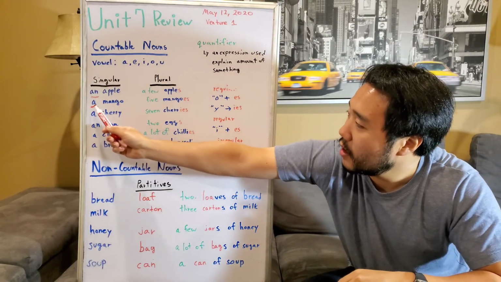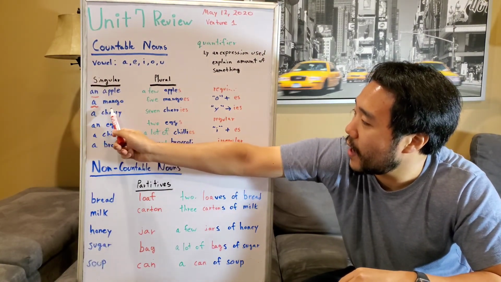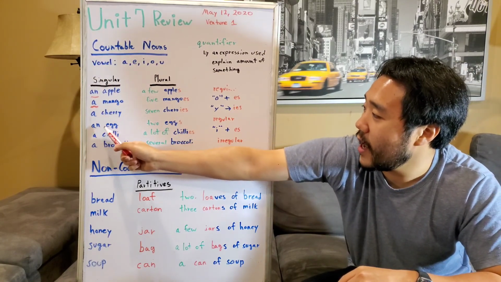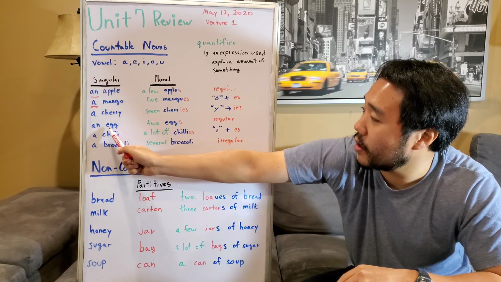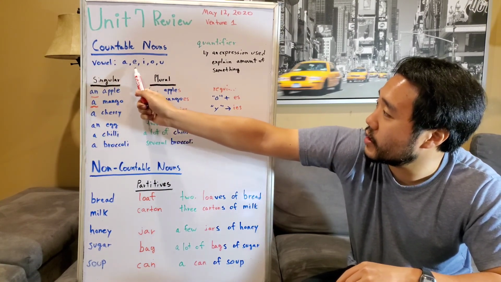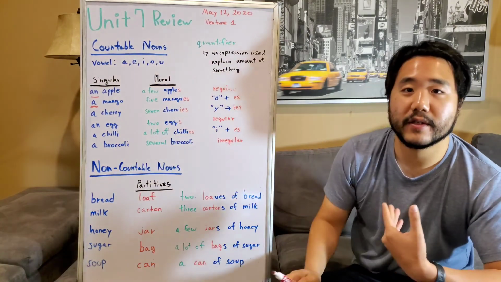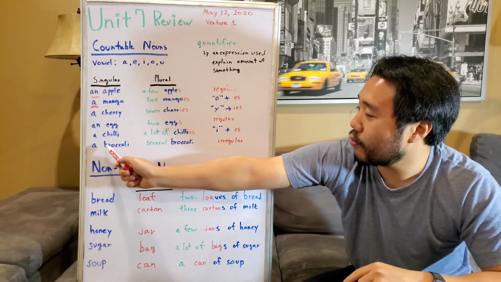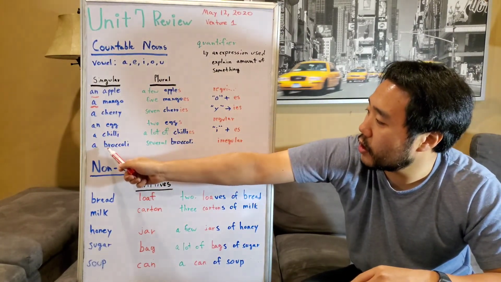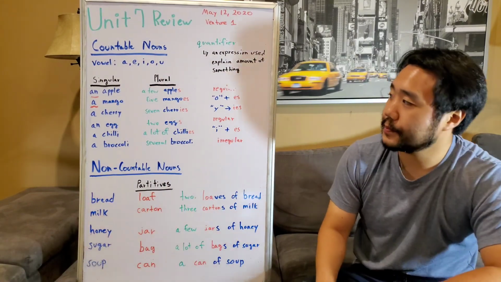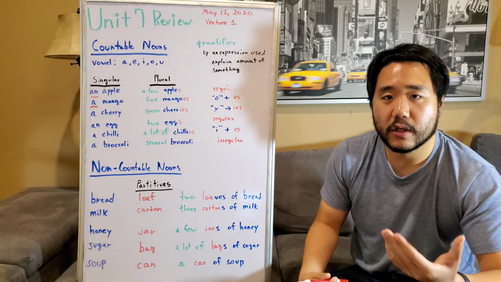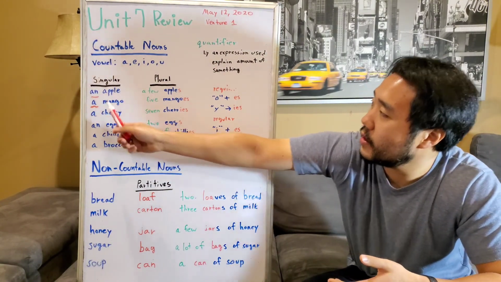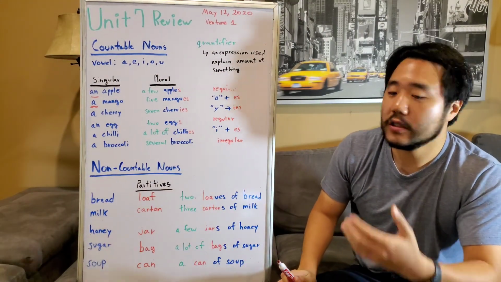So as you can see here we have an apple, but for mango and cherry, we have a mango, a cherry. And for egg, egg starts with the letter E, and the letter E is a vowel. So we have to say an egg for one egg, right? And then a chili, a broccoli, they don't have any vowel at the beginning of the word, so we just say a if we want to say one thing. I hope that was a good reminder of the difference between a and an. That really depends on the vowel.